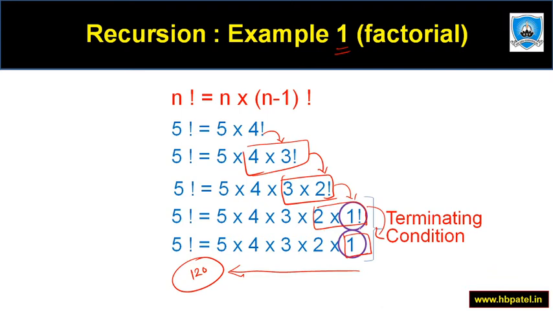So this is our terminating condition, 1 factorial. This is very important as we have discussed. Terminating conditions are very important. They would prevent you from going into an infinite loop.